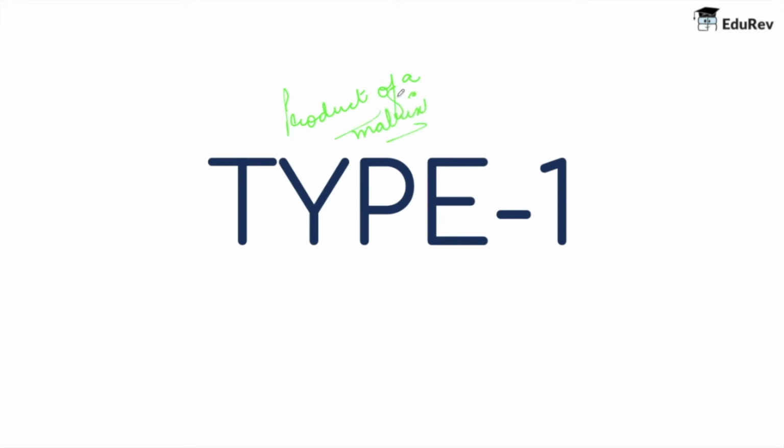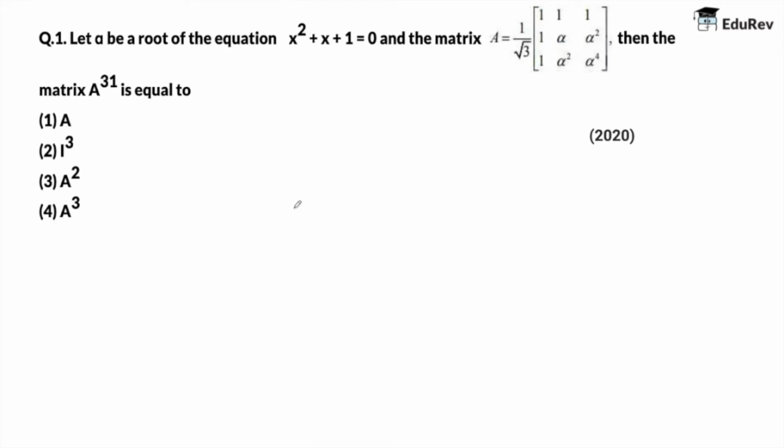So let's see what is there in question number 1. Question number 1 states that alpha is a root of this equation, that is x squared plus x plus 1 equals 0, and we have a matrix A. We need to find what is A to the power 31. The equation we have is x squared plus x plus 1 equals 0, and we know that the roots of this equation are omega and omega square. So let alpha be equal to omega and omega square.